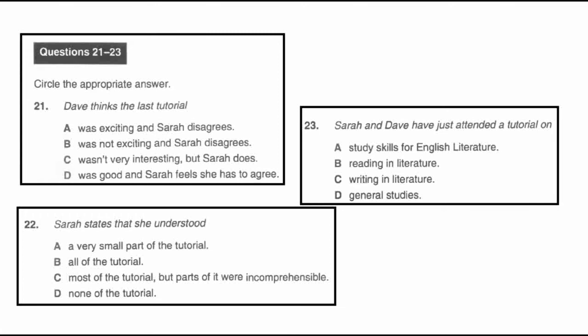For these questions, there are 4 alternatives: A, B, C, and D. Decide which alternative is the most suitable answer about what you hear and circle the appropriate letter.